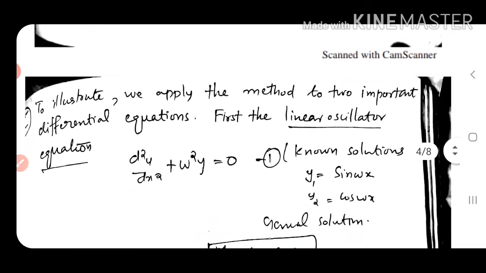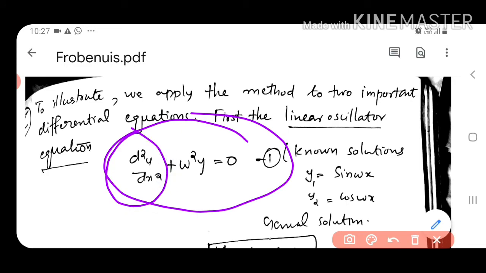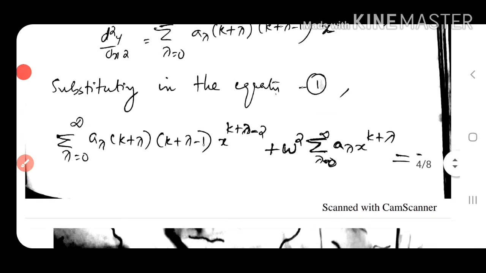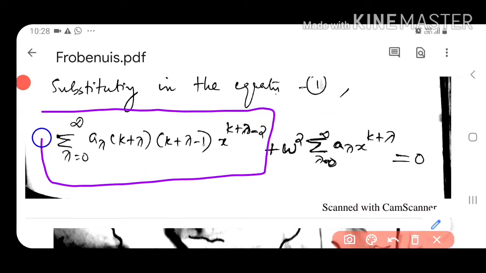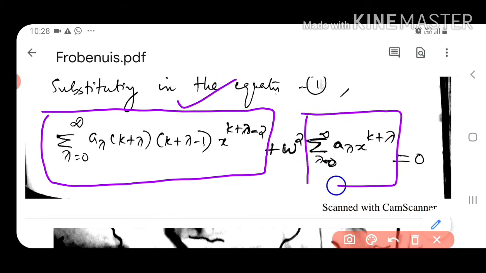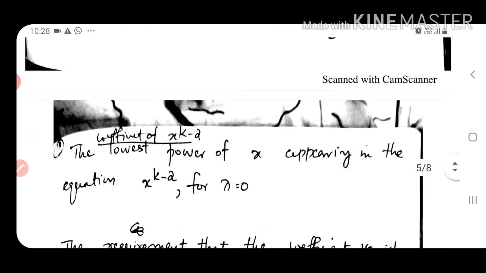Substitute this in equation 1. dy by dx is not there in this; we need d square y by dx square. That we substitute. As we substitute for d square y by dx square, you get this. And when you substitute for dy by dx, you get this. So we have this important equation with us.